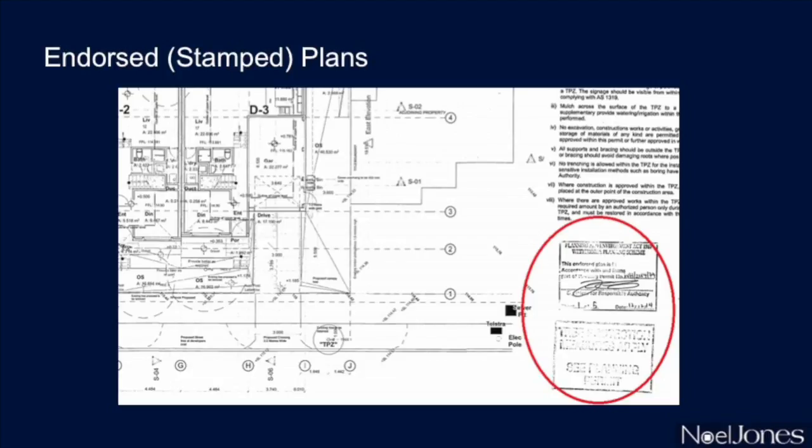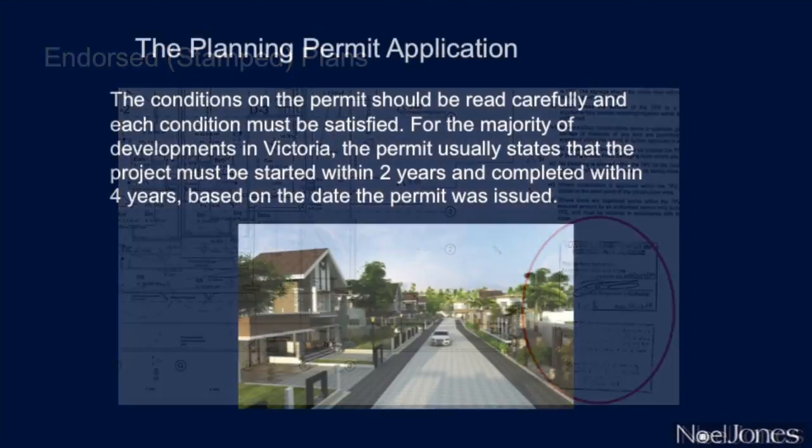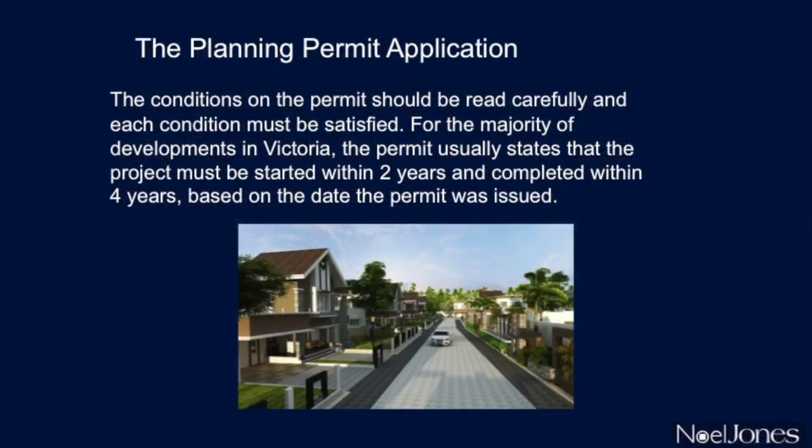You should keep in mind that in some cases it can take several months to receive stamped plans from council. It's often a frustrating wait. The conditions on the permit should be read carefully and each condition must be satisfied. For the majority of developments in Victoria, the permit usually states that the project must be started within 2 years and completed within 4 years, based on the date on which the permit was issued.